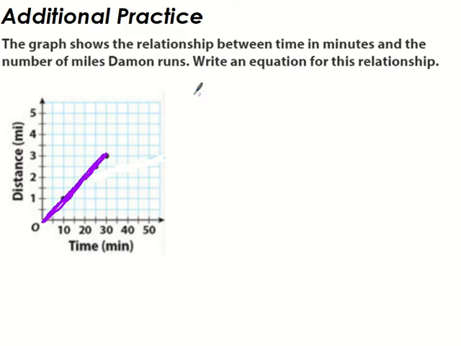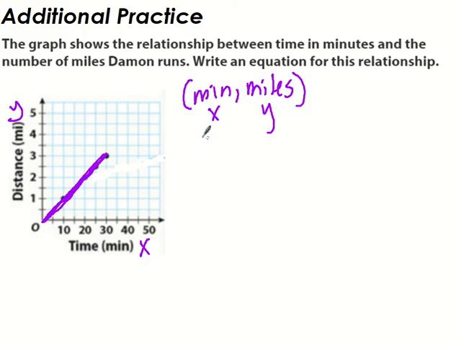Also, if we think about it, minutes and miles, because this is y, right? Remember, that's the up down, and this is x because that's the left to right. So there's my x and y. If I have not started my run, right, no time, I have not done any miles. So it does in fact go through the origin. So what that tells me is this is proportional, so I need to find the constant.